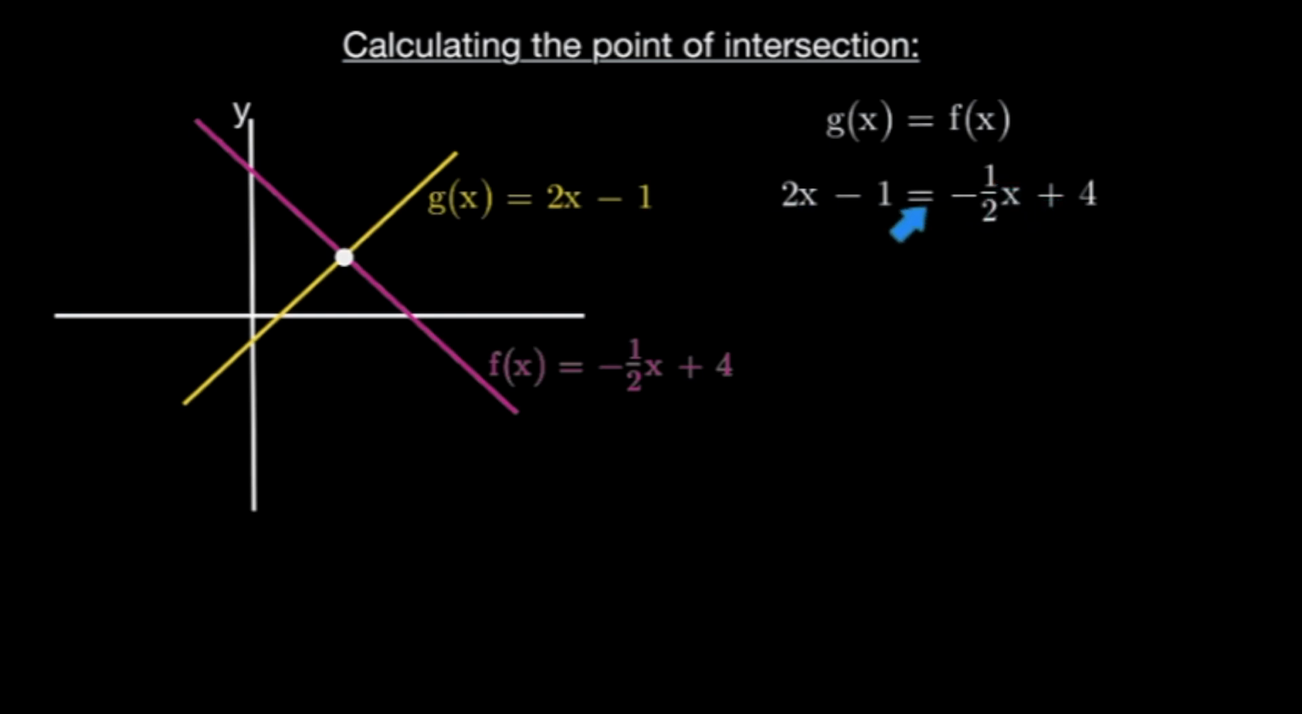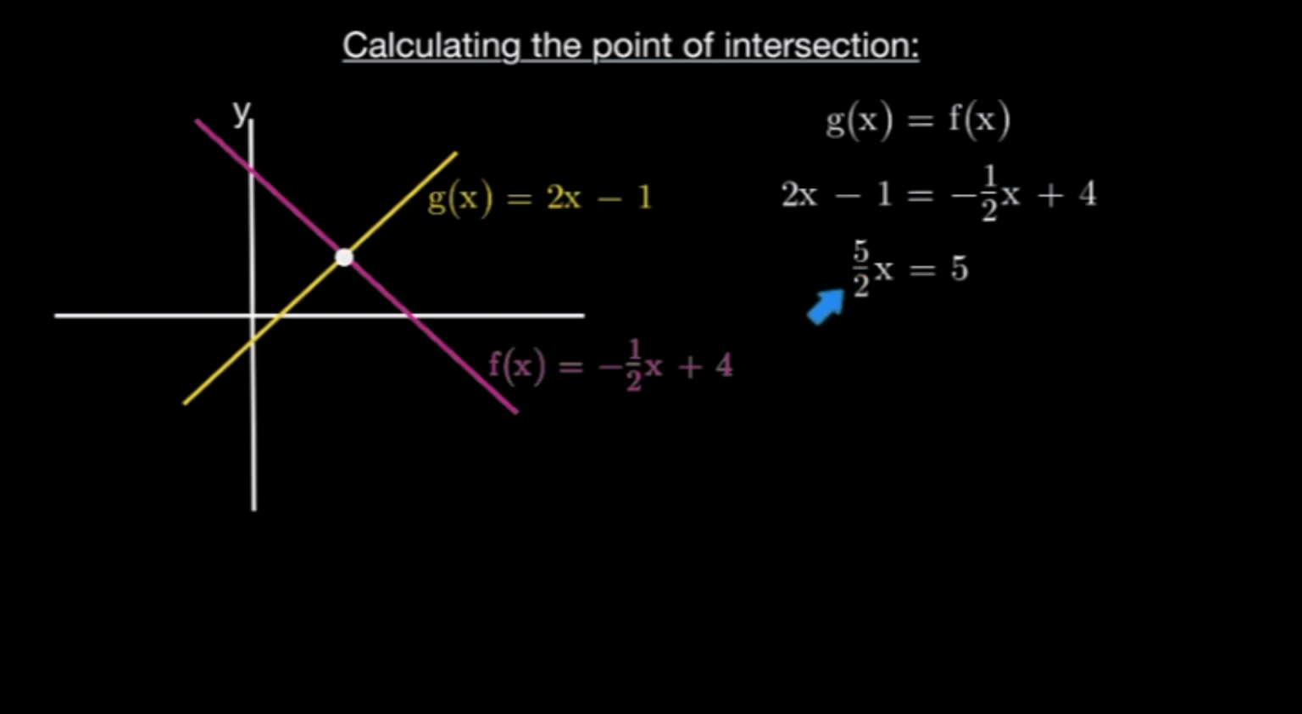Now, this is x to the power of 1 and x to the power of 1, and it makes sense because these are linear lines, so this remains a linear equation. And to solve a linear equation, we want to take all our constant terms to one side and all our variable terms to the other side. So let's take this minus 1 to the right side, it becomes a plus 1, so plus 4 plus 1 is 5, and we can take this variable term, which is minus half an x, to this side, and it becomes plus half an x. We've got 2x plus half an x is 2.5x, or in other words 5 over 2 x.